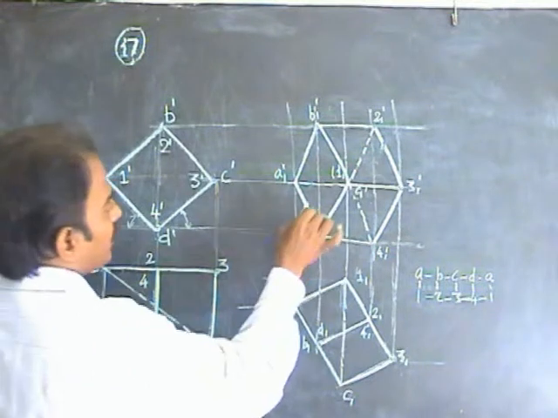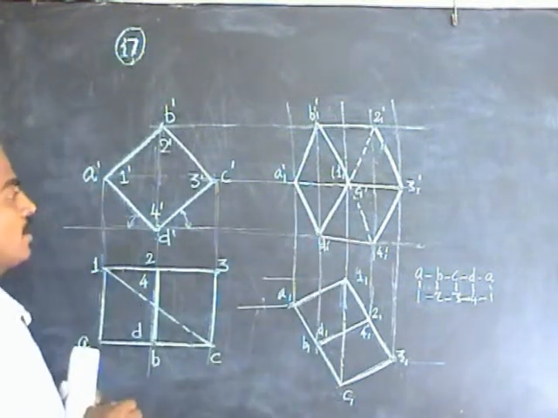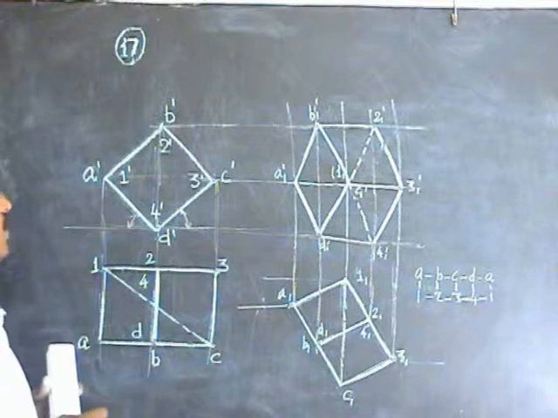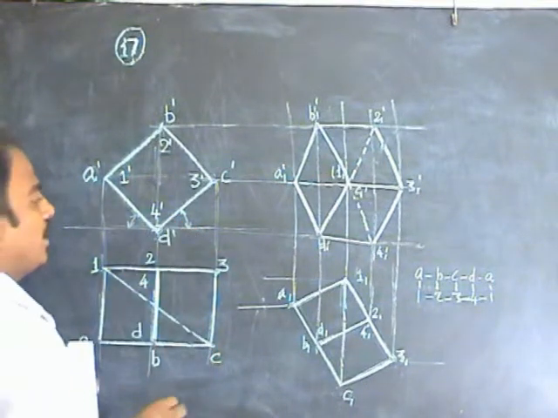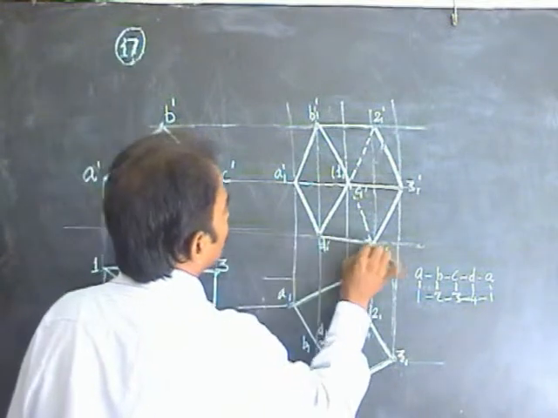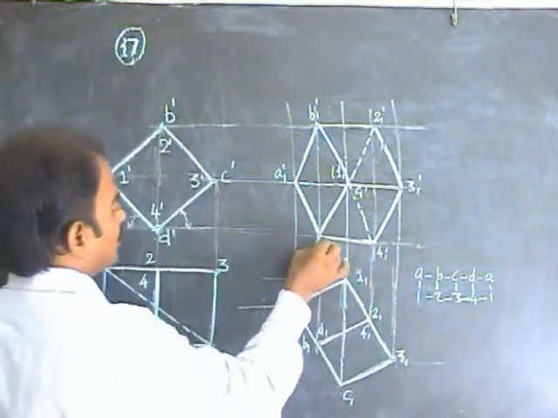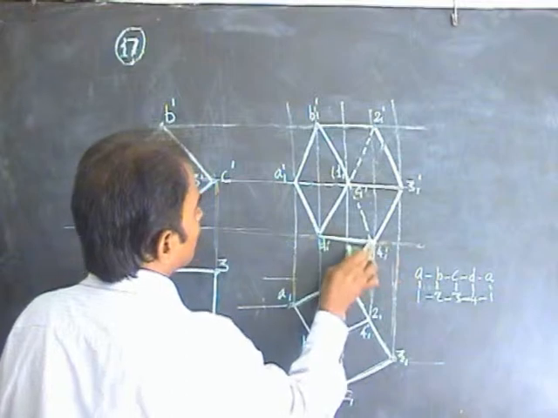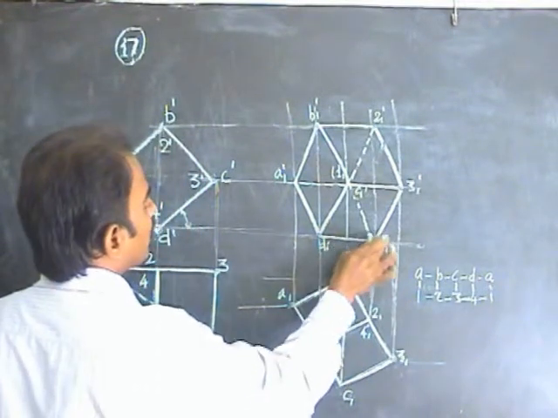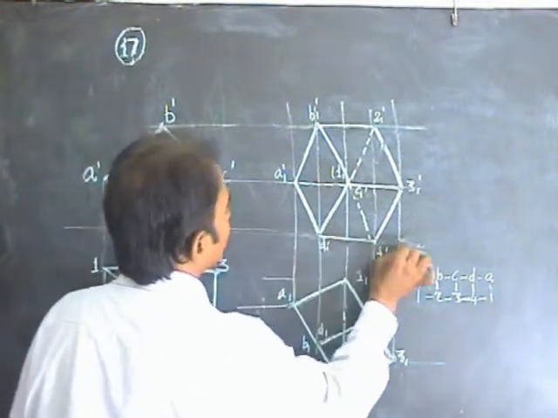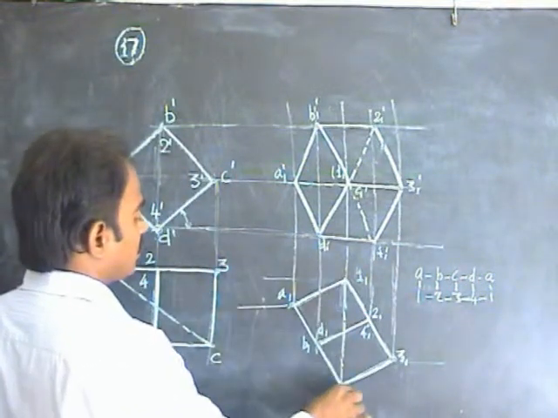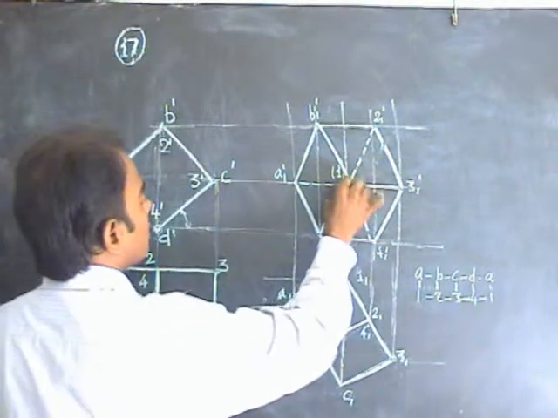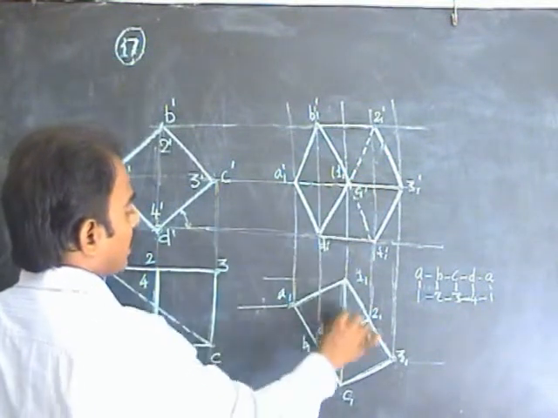So this is the final shape of the solid cube, where one of its edges is on the ground. Identify that edge as 4D. Even at the final stage, D1 dash and 4 dash are on the XY line. At the same time, the solid diagonal 1C is perpendicular to VP and parallel to HP.